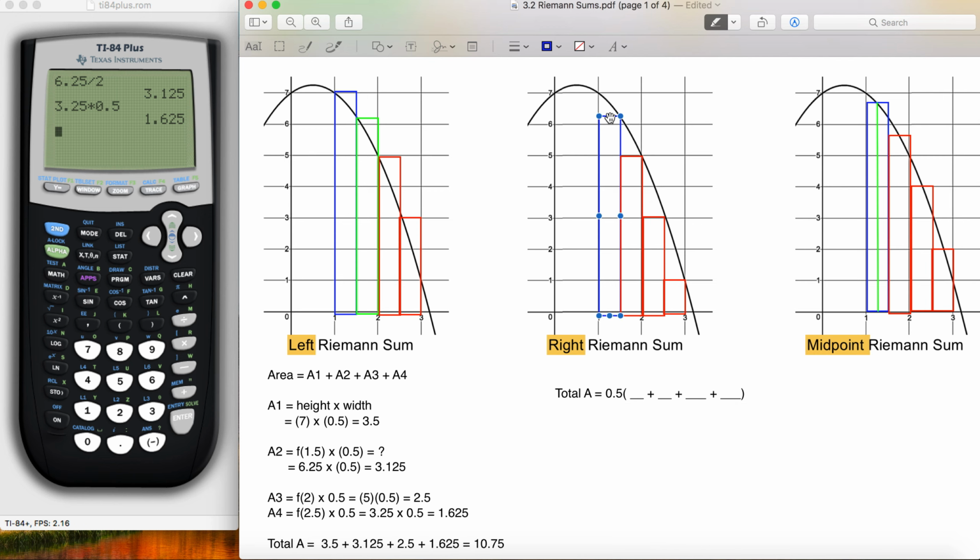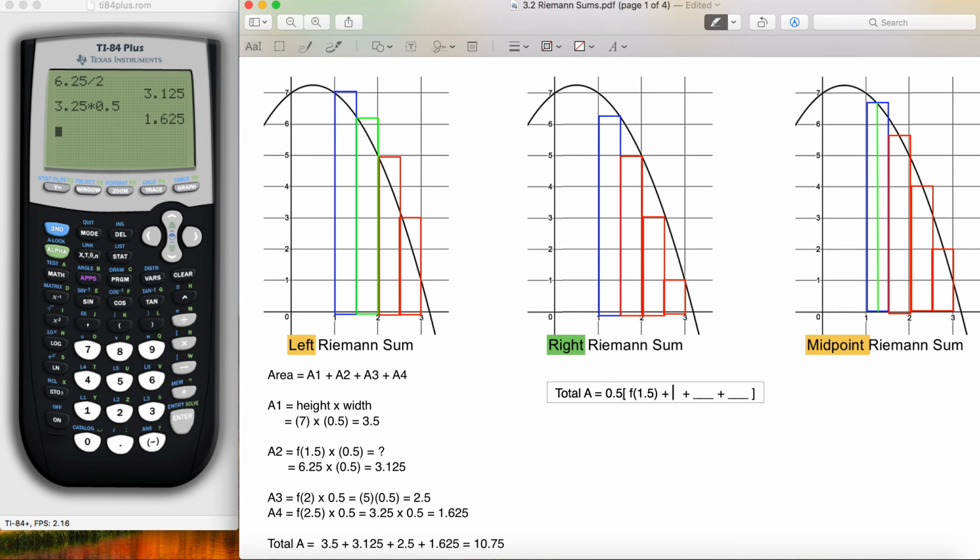So let's start with this first rectangle. We know that the height for a right Riemann sum, remember, the height is the right side of the rectangle. That's the height. Okay, so what's the x value here? The x value is 1.5. So the height is going to be f of 1.5 for this first rectangle. The f of 1.5. Change it into brackets. So how about the next one then?